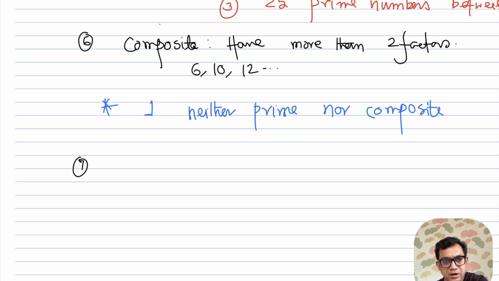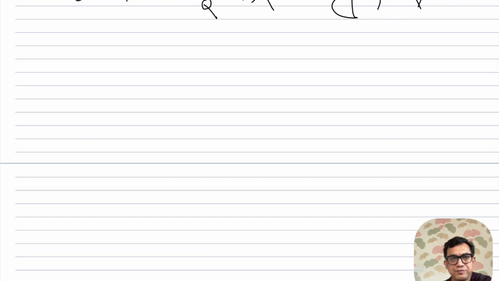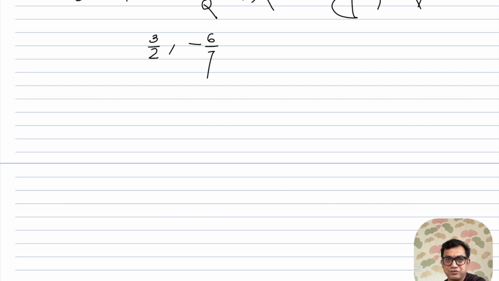Now the 7th point is rational numbers. So the idea of rational numbers should be clear to all of you. Any number of the form p divided by q, where p and q are both integers and q is not equal to 0, is called a rational number. So rational numbers are of the form p by q, obviously. Now, the usual mistake we make is thinking p by q always means a fraction, but it is not always the case. Say 3 by 2 is a rational number because it is of the form p by q. Minus 6 by 7 is also a rational number. Integers could be negative as well.